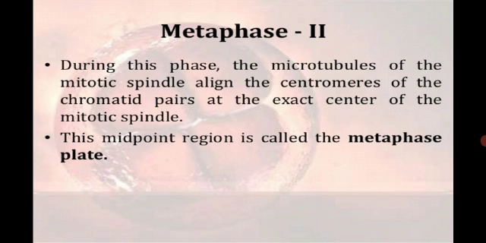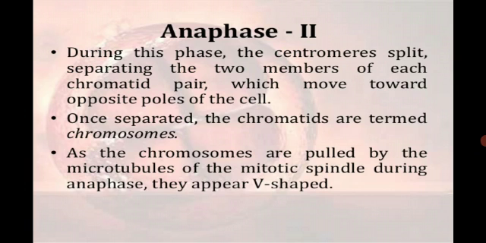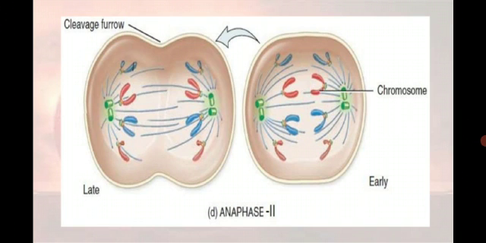Then the metaphase II. During this phase, the microtubules of the mitotic spindle align the centromeres of the chromatid pairs at the exact center of the mitotic spindle. This midpoint region is called the metaphase plate. And during the anaphase, the centromere splits, separating the two members of each chromatid pair, which move towards the opposite poles of the cell. Once separated, the chromatids are termed chromosomes. As the chromosomes are pulled by the microtubules of the mitotic spindle during the anaphase, they appear V-shaped.